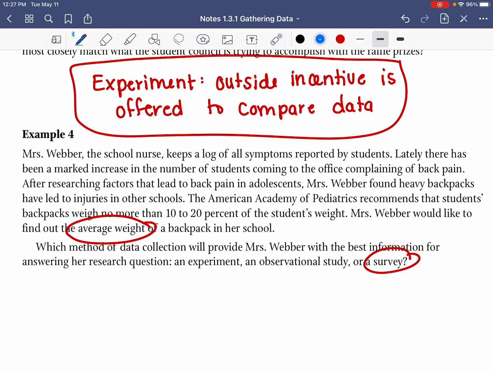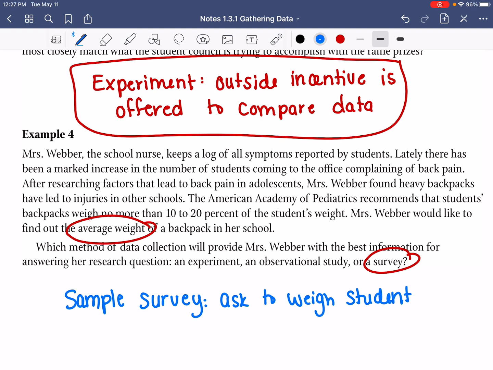So our answer is just a sample survey because she's not going to be able to get to all of the students. Most of the time we can't get to all of them, but just ask to weigh students' backpacks and ask about back pain.